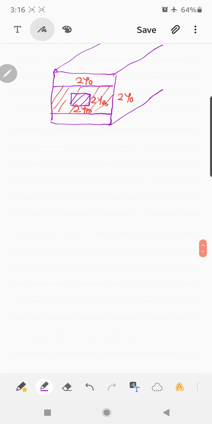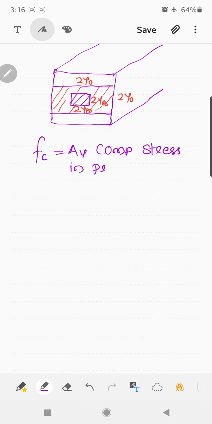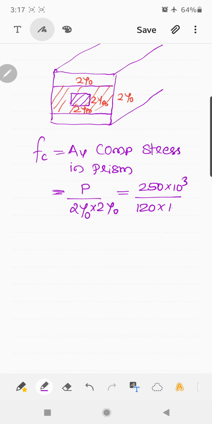Now calculate FV max first. Before calculating FV max we require FC. FC is the average compressive stress in the prism, which is P divided by the area 2 y naught by 2 y naught. So 250 into 10 to the power of 3 divided by 120 by 120. So FC is 17.36 Newton per mm square.